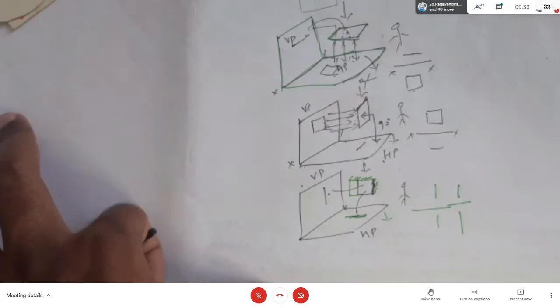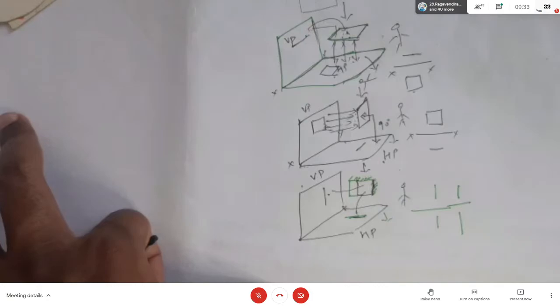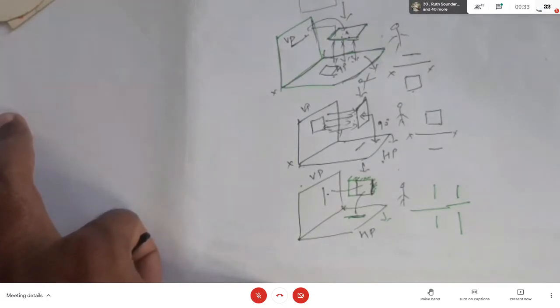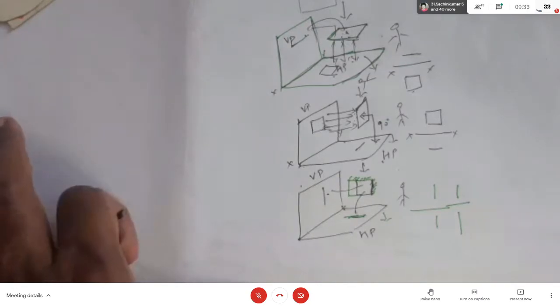Okay, subheading 4: perpendicular to HP and inclined to VP. So like this.